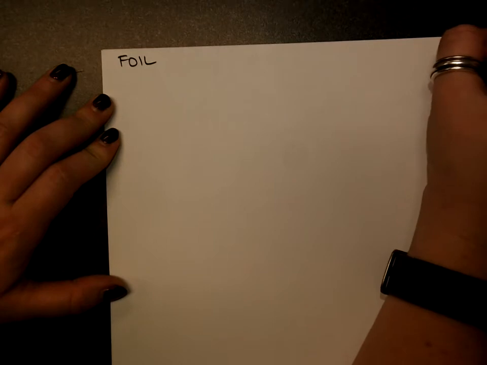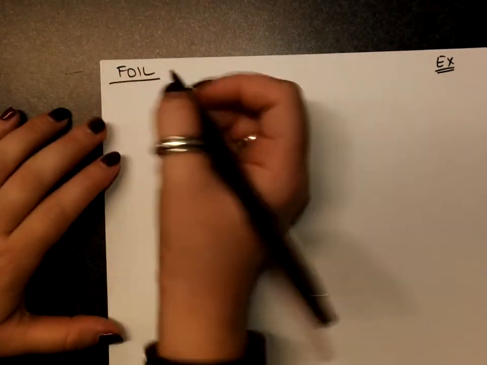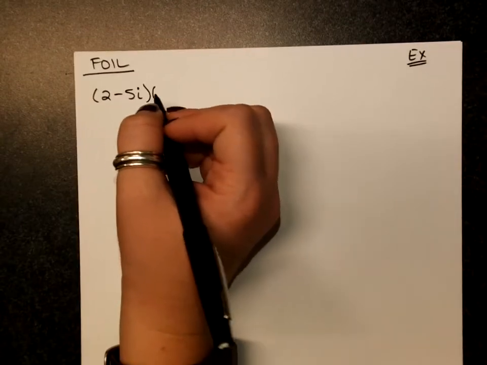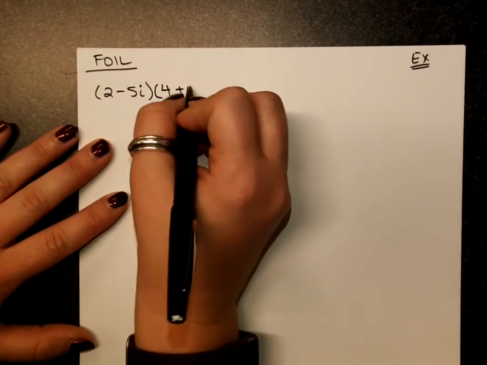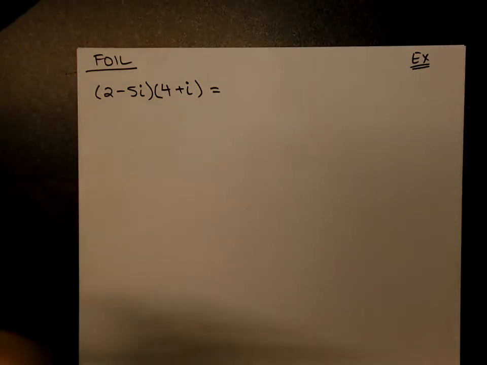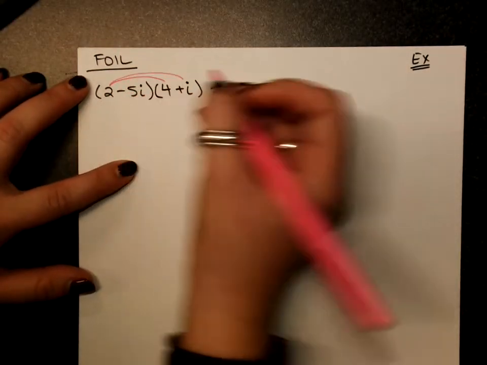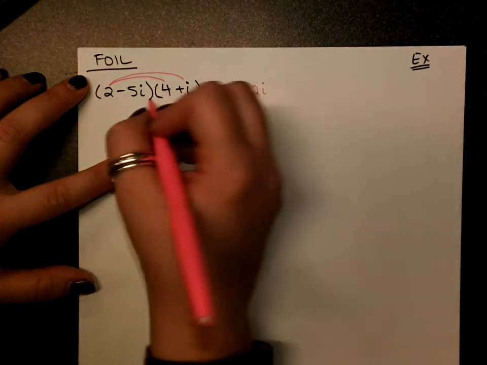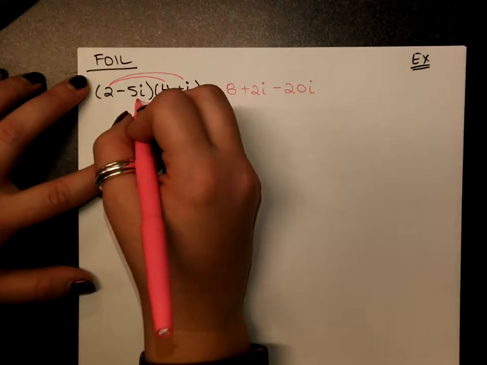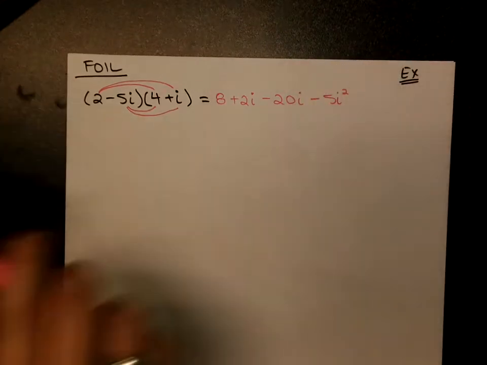Another example page. You might have a couple sets of example pages on these because they do take up a little bit of room. So FOIL, if we have 2 minus 5i times 4 plus i, we're going to FOIL this out. And you treat the i's just like variables. 2 times 4 is 8. 2 times i is positive 2i. Negative 5 times 4 is negative 20i. And negative 5i times positive i is negative 5i squared.